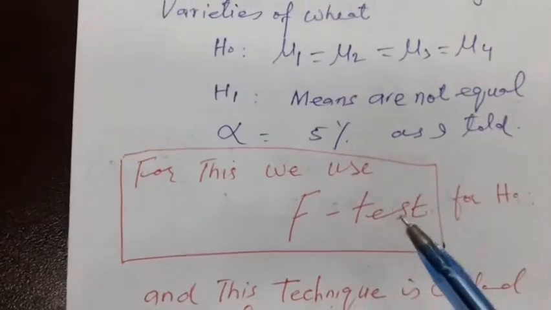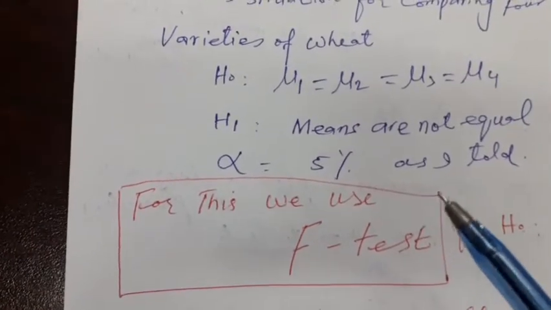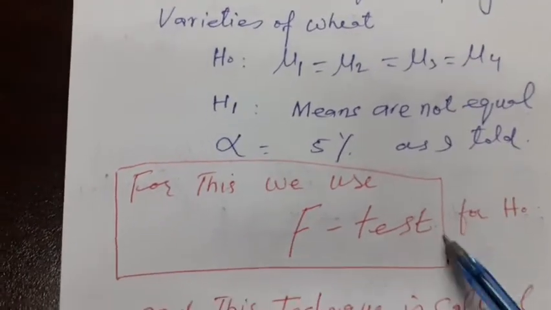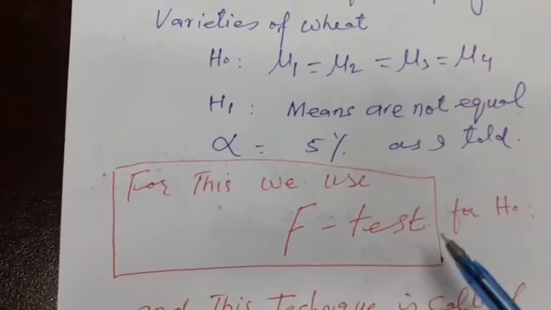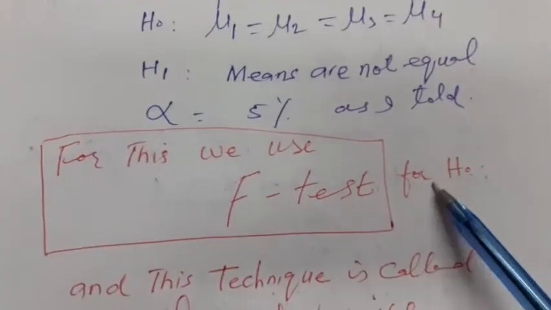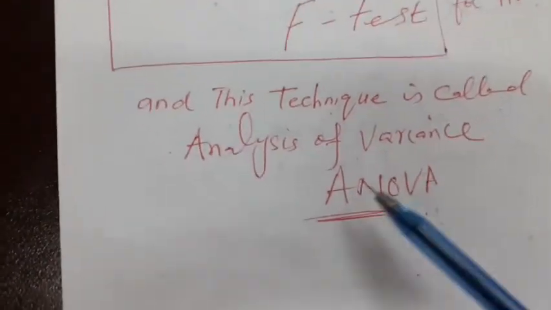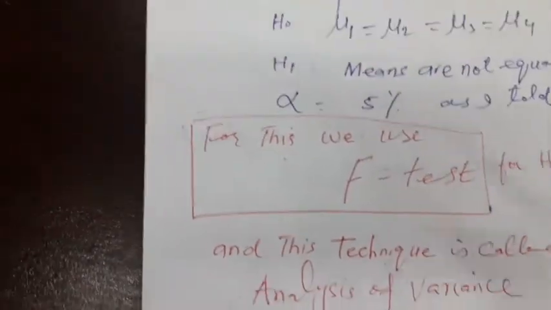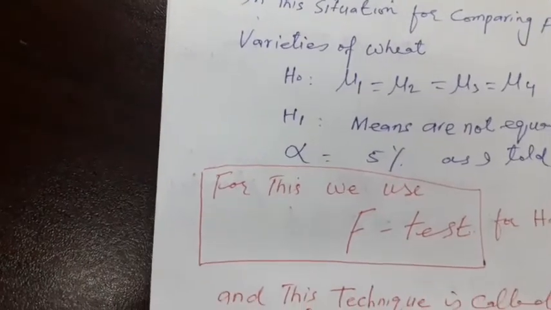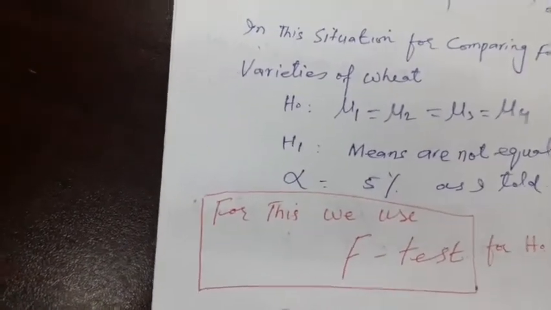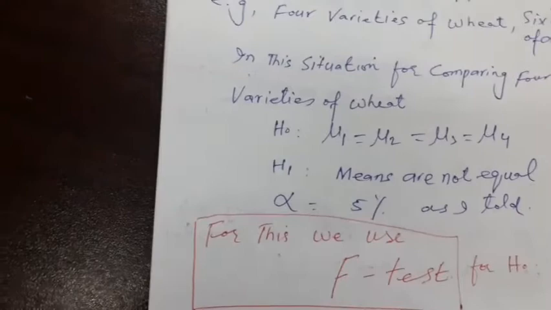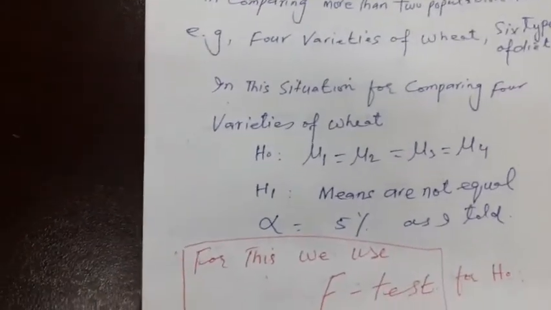Very, very important: when we study more than two samples, we use the F-test for H0. This technique is called analysis of variance. In analysis of variance, we use the F-test. The F-test is based on the variances, the sample variances. I will discuss it in the ANOVA table.